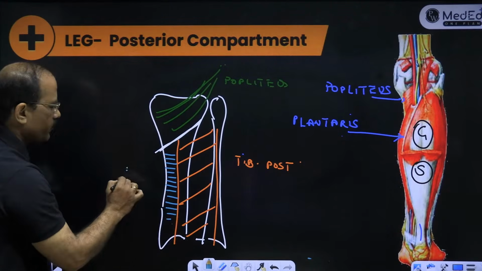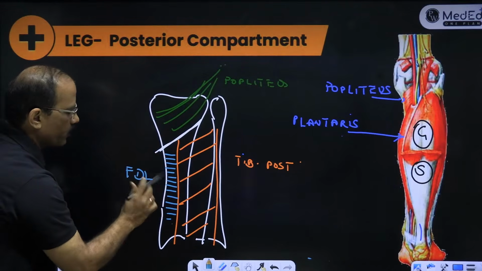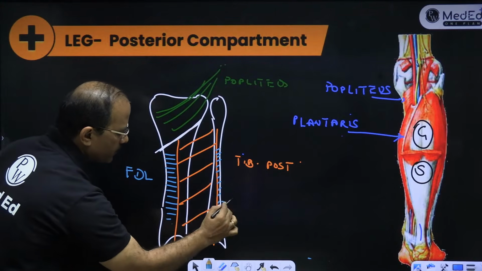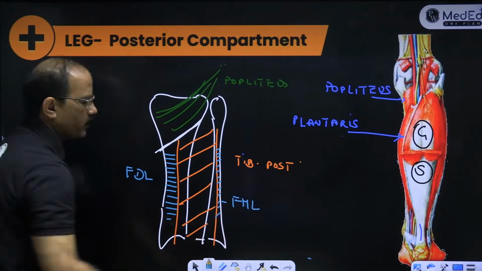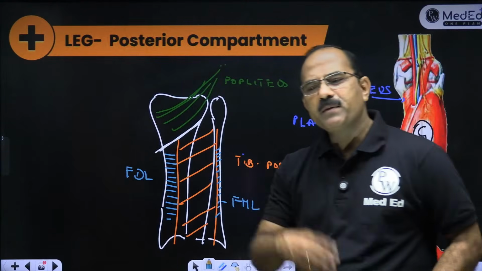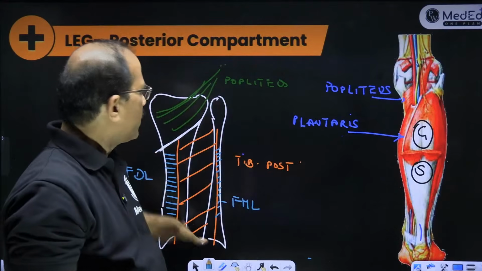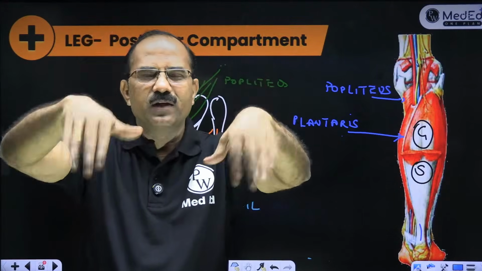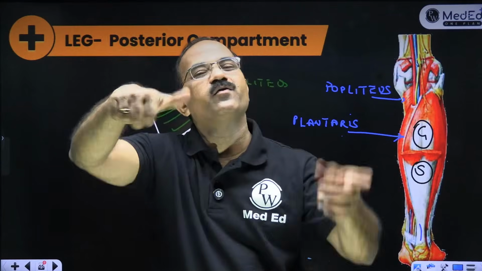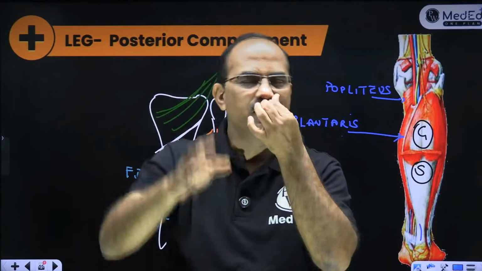What is this muscle? This muscle is the flexor digitorum longus, and this muscle is flexor hallucis longus. Let me say this as well. Just listen for a minute. Posterior compartment muscles are flexors, plantar flexors. So one will go to the great toe. What is that? Flexor hallucis longus. One will go to the digits. What will that be? Flexor digitorum longus.